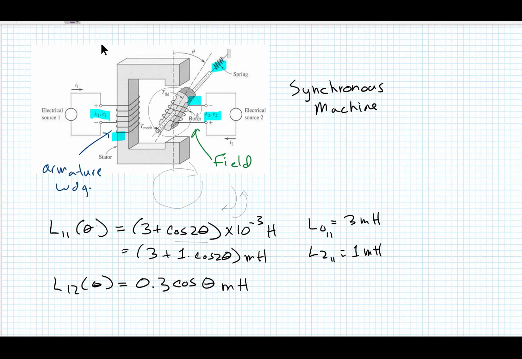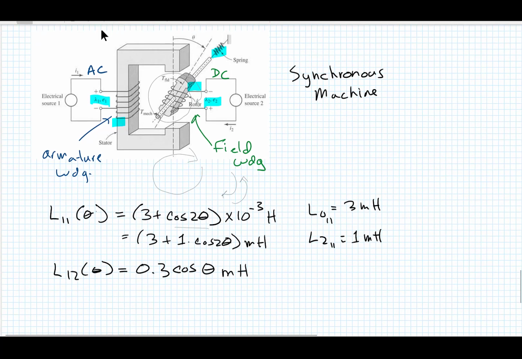So the current, either supplied or, if it were a generator, if you were moving this thing and trying to produce a voltage, the current here would be alternating current. But here you would want to supply a DC current. So it's kind of like a magnet. Essentially the field is like a magnet that you're moving, and the armature is getting an AC current in it as a result of the movement. That's really the difference between these two types of windings.